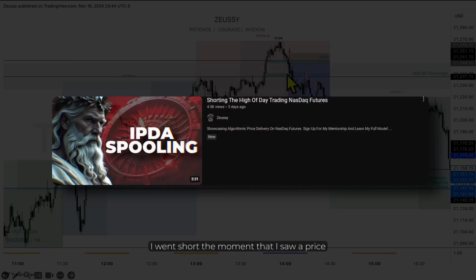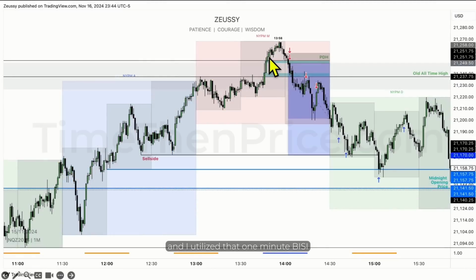I went short the moment that I saw price displace below the previous day high and below this 1 minute BC, and I utilized that 1 minute BC as an inversion for value gap on price. Notice that I went short inside of this candle right here, which opened up, repriced higher with this very tiny wick, referring back to that 1 minute BC, utilizing it as an inversion for value gap before expanding lower. When we then displaced below this lower BC as well, I pyramided inside of that and I then utilized every single retracement higher as a potential shorting opportunity.